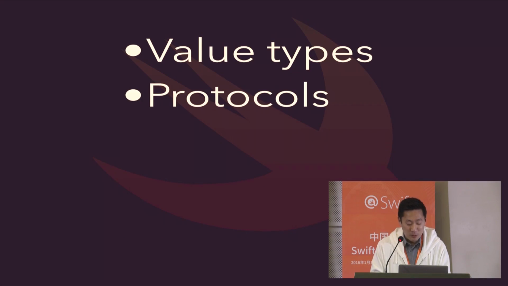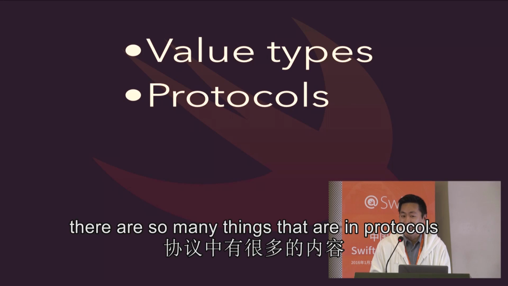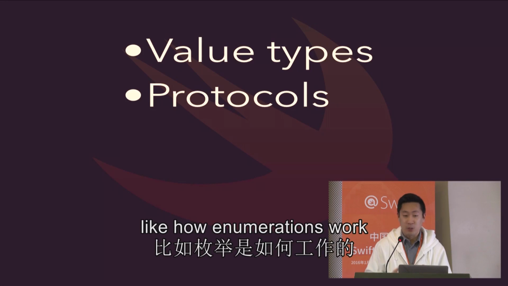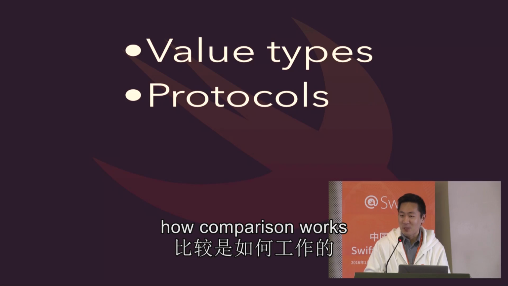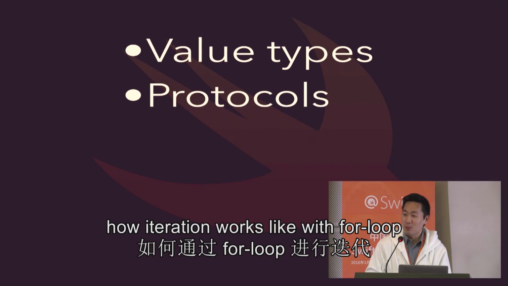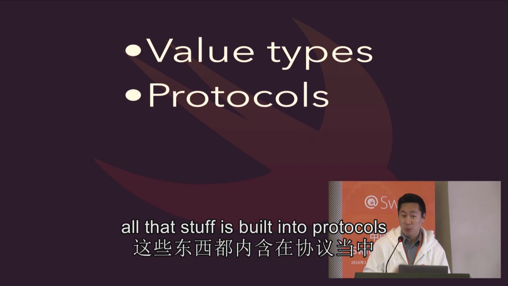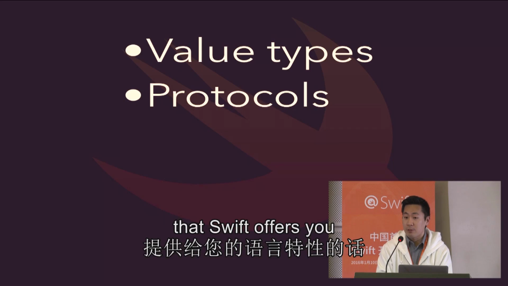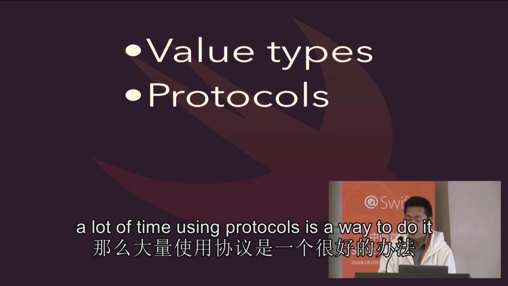We saw protocols. There are so many things that are in protocols, like RawRepresentable and Equatable and all of those things. And so many of the features in Swift, like how enumerations work, how comparison works, how iteration works, like with for loops, all of that stuff is built into protocols. So if you want to take advantage of language features that Swift offers you, a lot of times using a protocol is the way to do it.